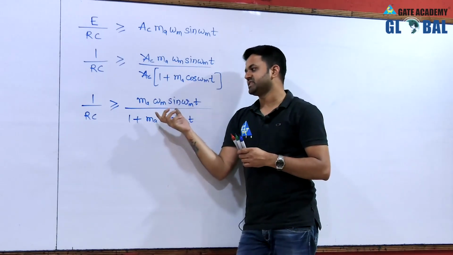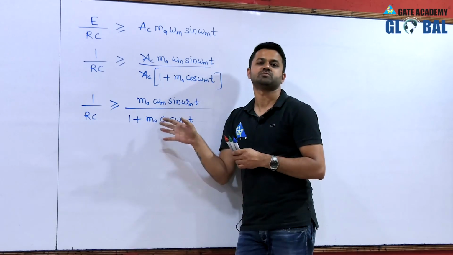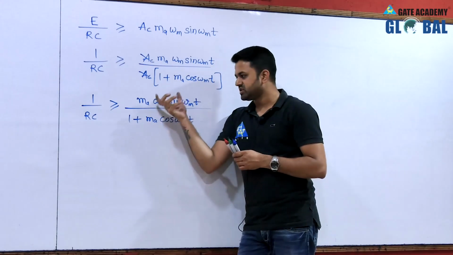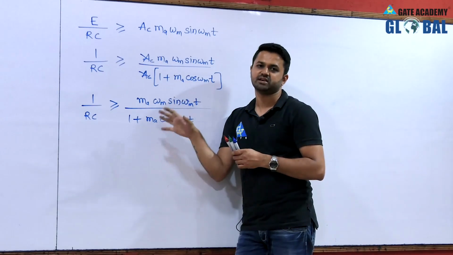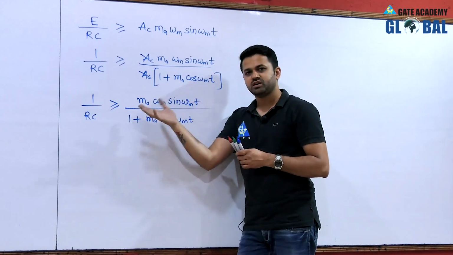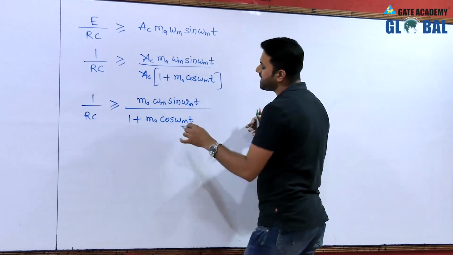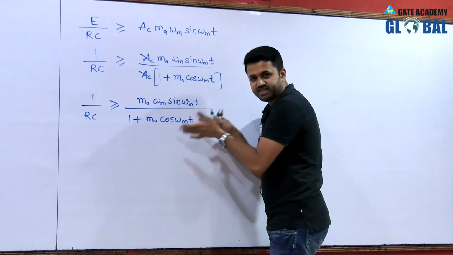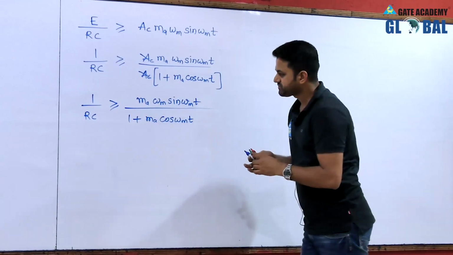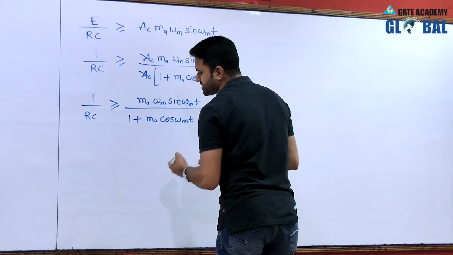Let us say this value is, suppose, 5. So if this ratio is coming 5, that means 1 upon RC should always be greater than or equal to 5. So this right hand side should be having some maximum or minimum value, above which the RC is to be considered. So to calculate the maximum value of this right hand side, we will differentiate it and equate it to 0.